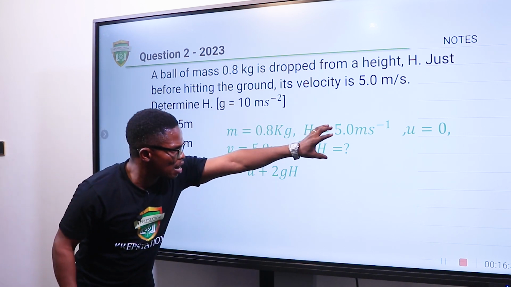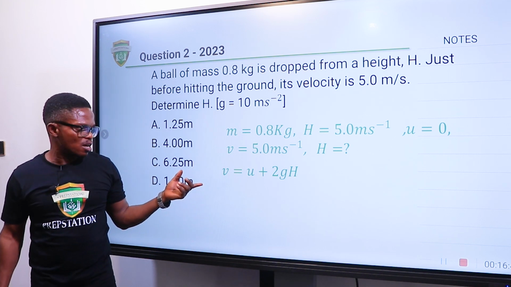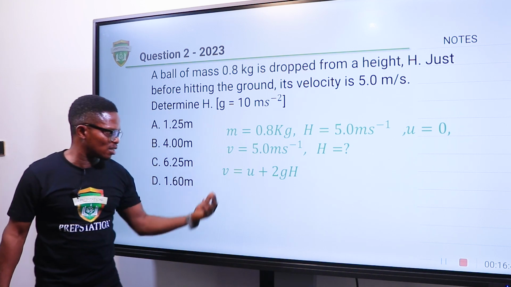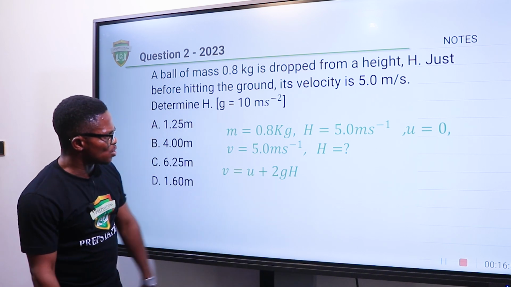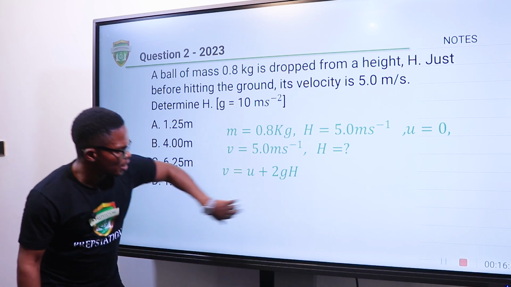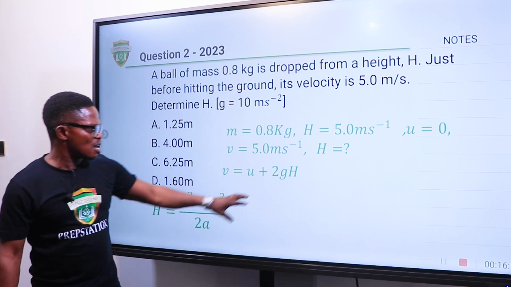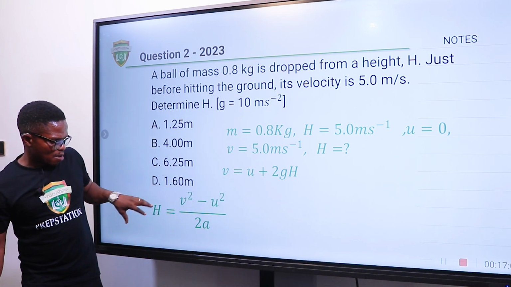So based on these parameters, the equation that fits is equation number 3. Remember, I gave you 4. Equation number 3 simply says V squared equals U squared plus 2gh. So all I need to do is to substitute the values into this and then make the unknown the subject of the formula. Make h the subject of the formula. So if you make h the subject of the formula, you are going to get this.